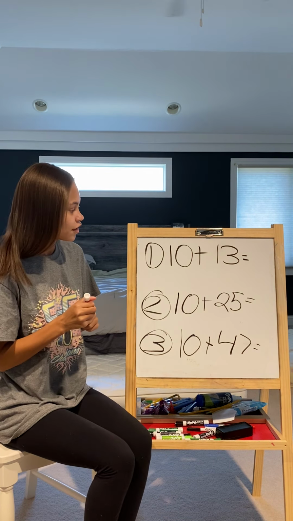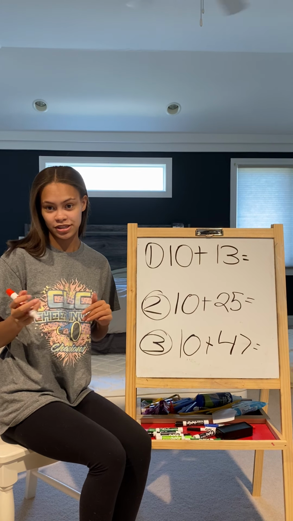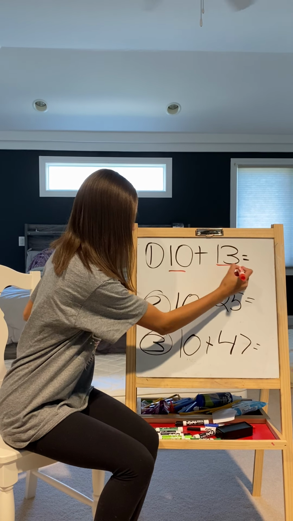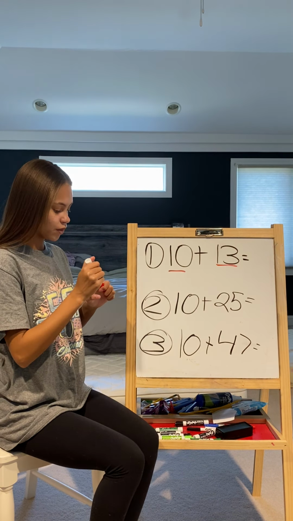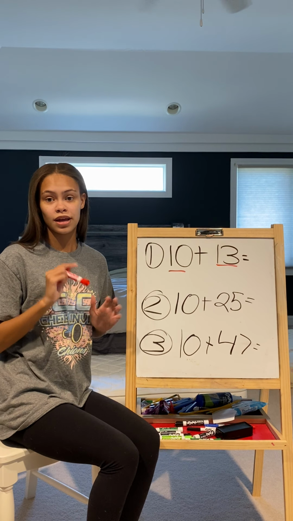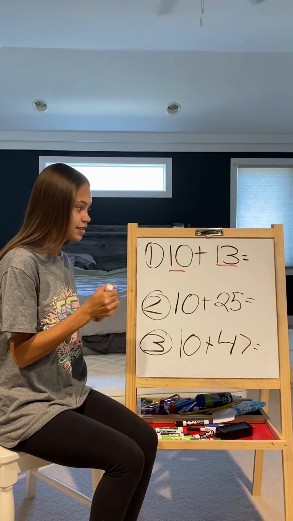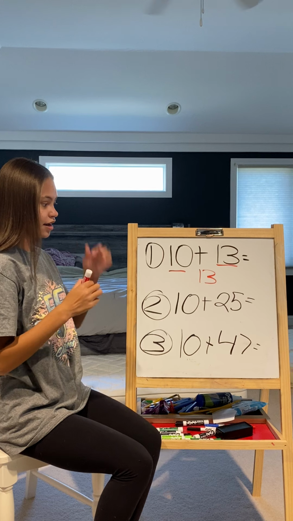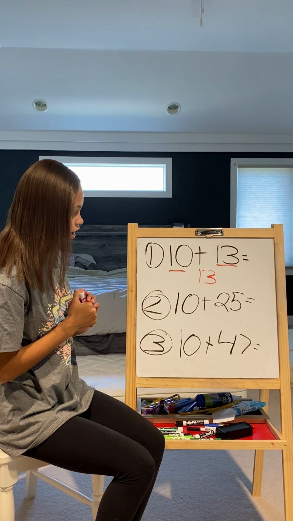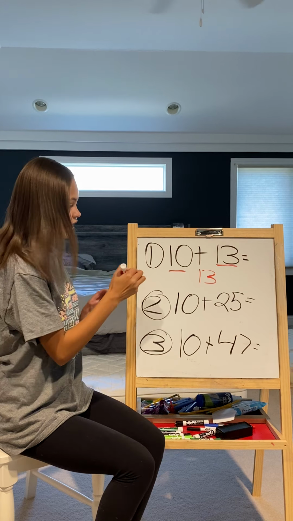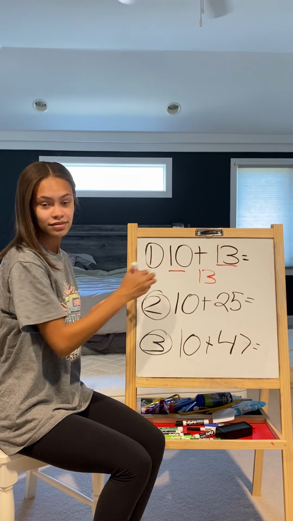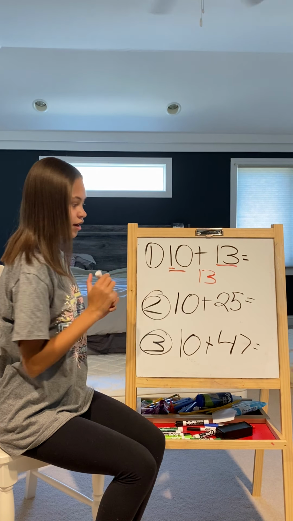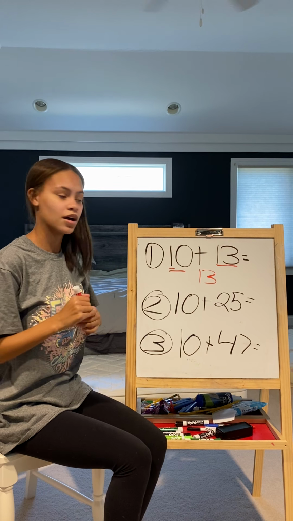What you're going to do is look at the two numbers that you have. So for the first one, we have 10 plus 13. So we have 10 and we have 13, right? What you're going to do is use the number that isn't 10. So in this case, it's 13. So we're going to write that down. And then, because it's 10 and the first number is 1, you're just going to add 1 to the first number of 13, okay?